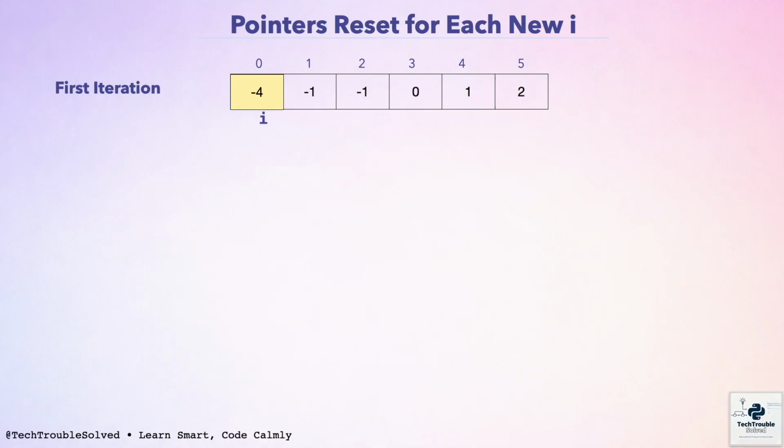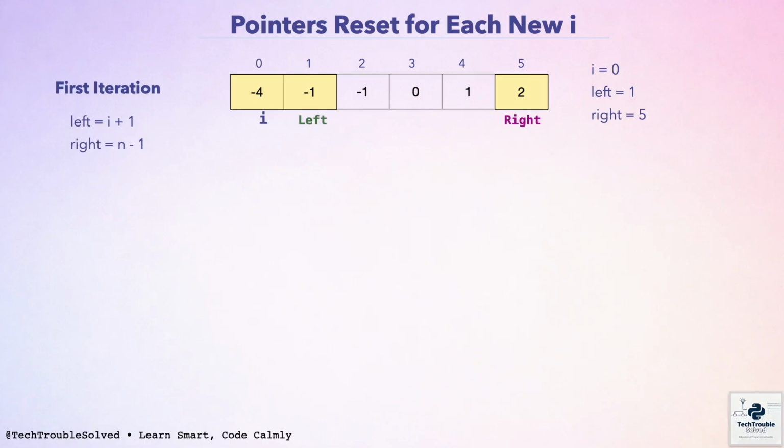Now let's understand what happens when we move to the next value of i. In the first iteration, i equals 0 and nums[i] equals -4. We set our pointers like this. Left equals i plus 1, right equals n minus 1. So here left equals 1 and right equals 5.